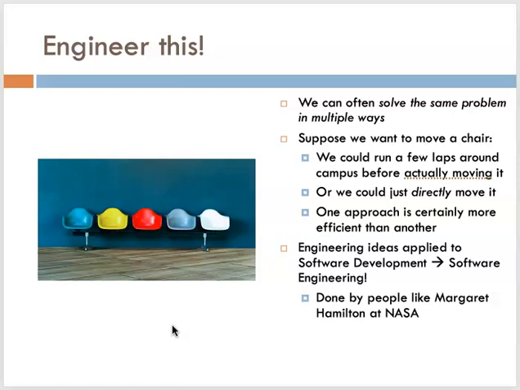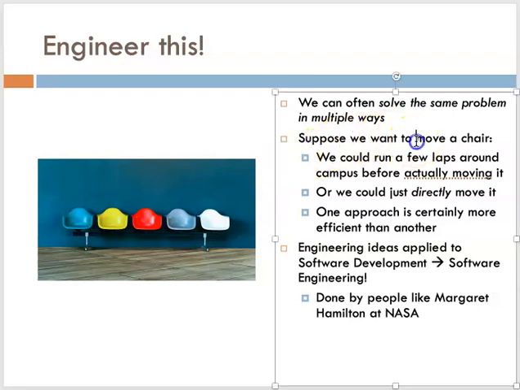Let's see a simpler example to put this into context. Suppose you wanted to just move a chair. You had a chair in your classroom or your office or your room, and you wanted to move it. So there are a couple of ways to do it. You could just directly move it, right? You could just take it from point A and move it to point B.